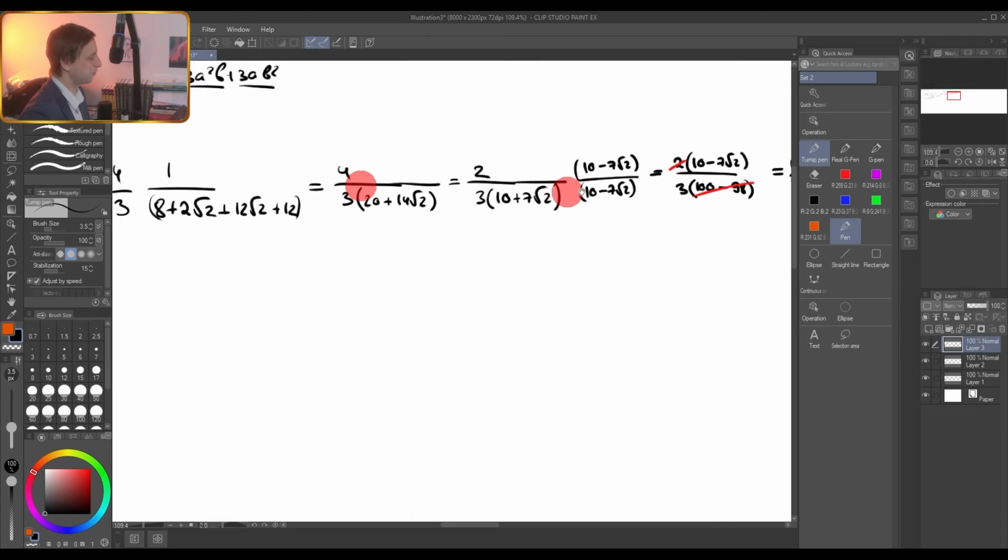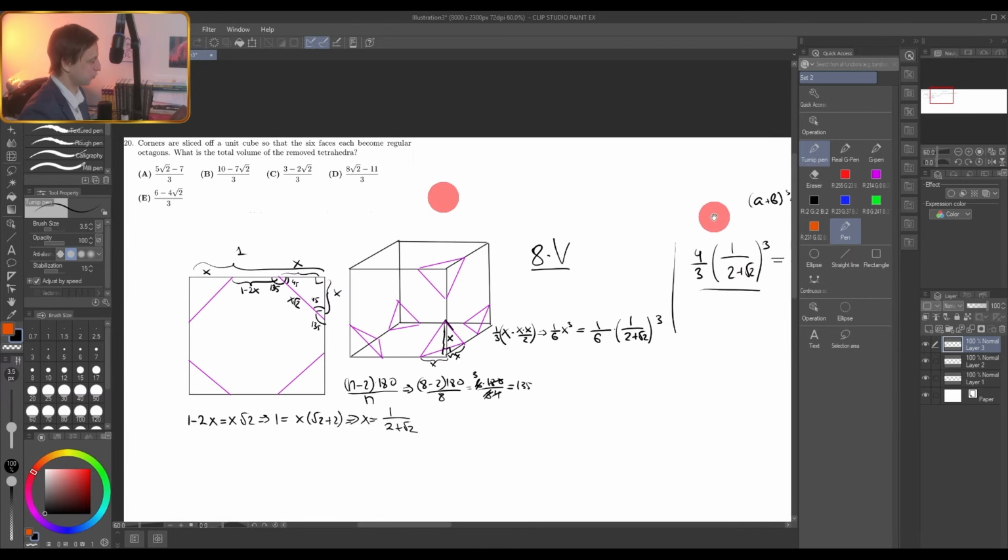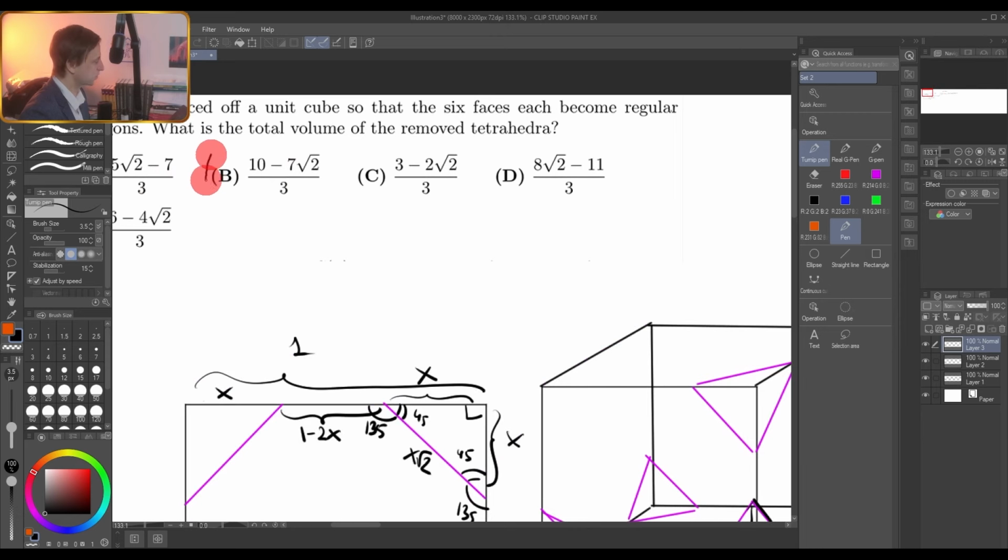Let's check if we have this number. 10 minus 7 square root of 2 over 3. Yeah, perfect. It is the answer B.